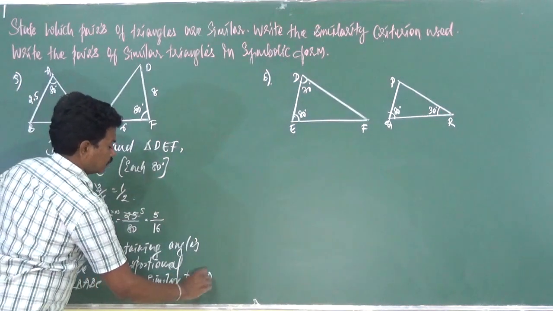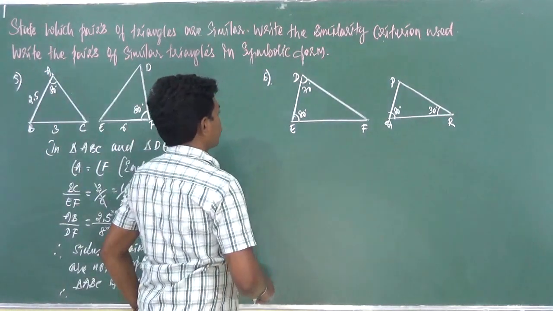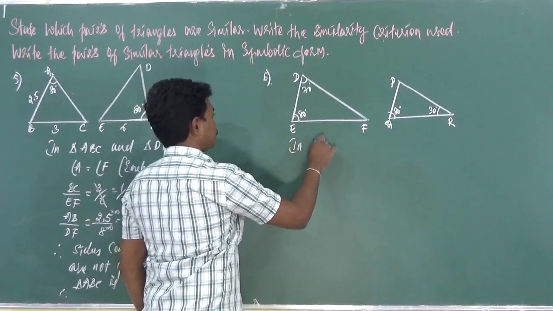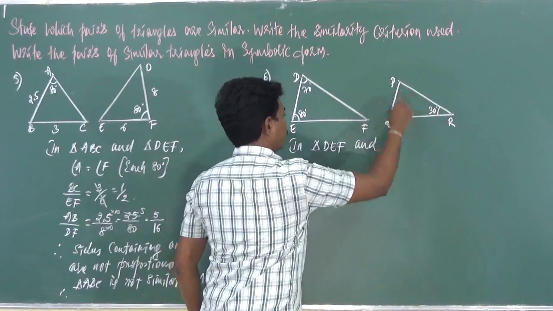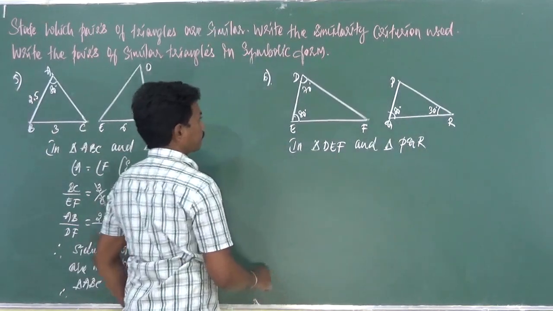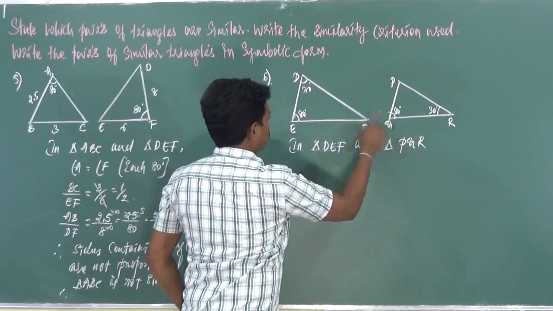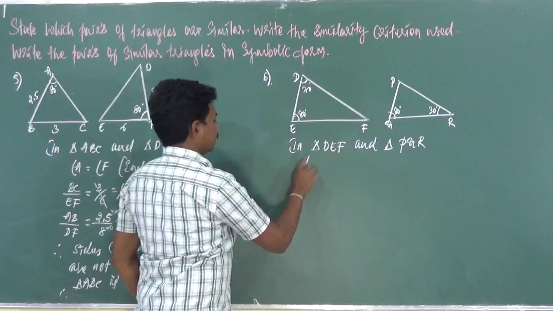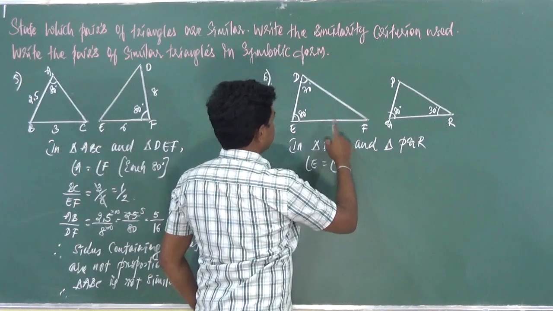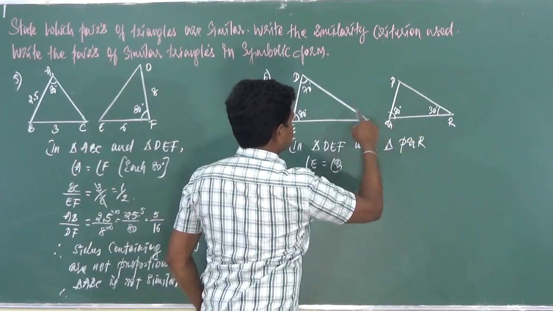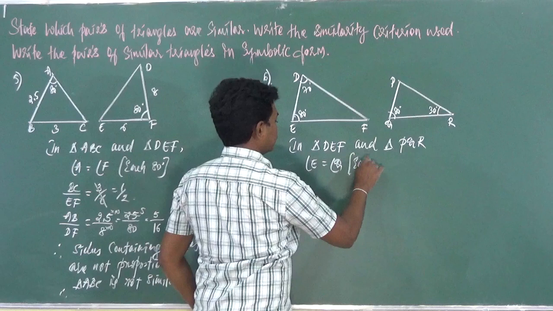Okay, so when we come to the sixth problem, in triangle DEF and triangle PQR, angle D is not known, angle E is equal to angle Q. We do not know the value here. So angle E is equal to angle Q, each 80 degrees.